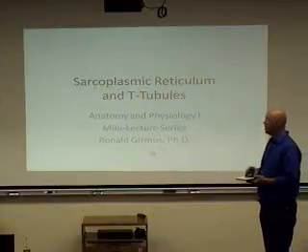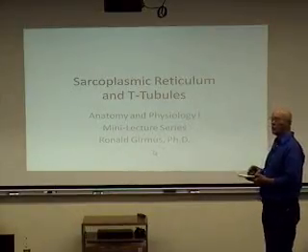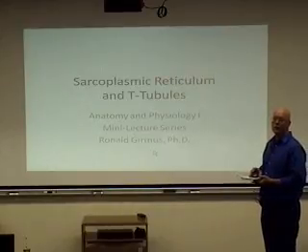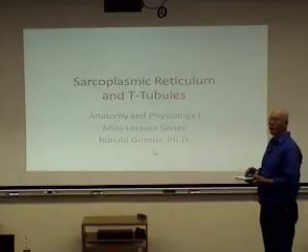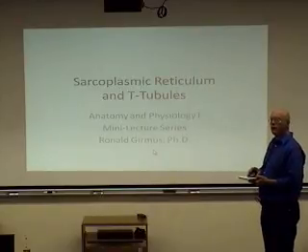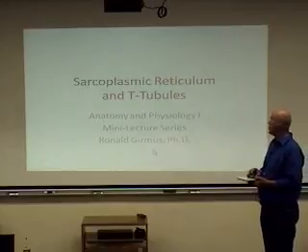Hello students, in this lecture we're going to talk about the sarcoplasmic reticulum and T-tubules. These are two important structures within the muscle cells that surround and integrate with the myofibrils, and these structures are critical for ultimately allowing voluntary control, allowing our nervous system to stimulate skeletal muscle contraction.